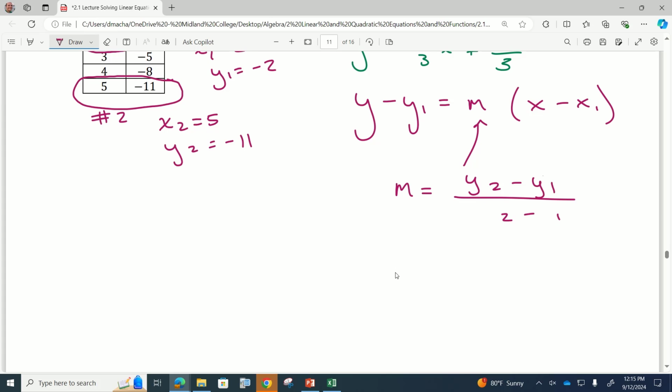Y's go on top because the slope is rise over run. It's the change in the vertical direction divided by the change in the horizontal direction. Y is the vertical direction, X is the horizontal direction. That's why it works.